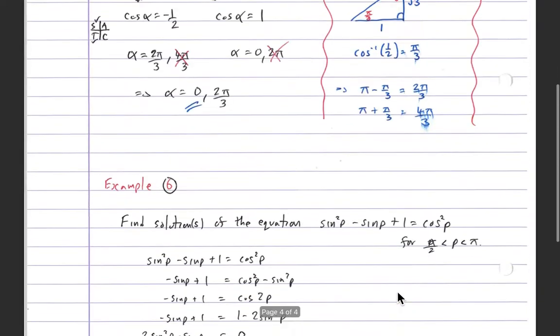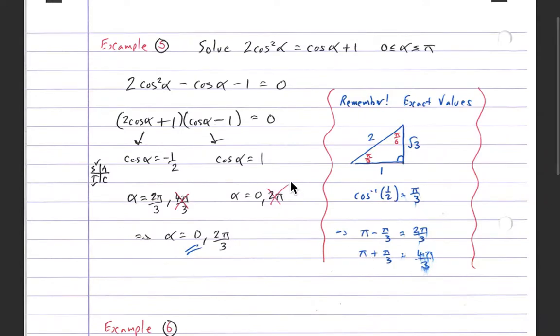Example number 5 is very similar, but this time we'll work in radians. Solve 2 cos squared alpha equals cos alpha plus 1. Now this time there's no need for the substitution because actually it's already got the cos squared alpha, the cos alpha and the constant term. But the key point here is we're working in radians. So this might be something that would arise from a substitution, or in this case we might be just given the equation to solve.